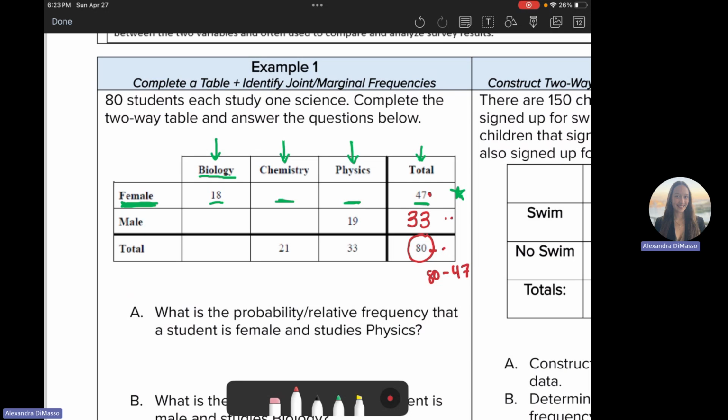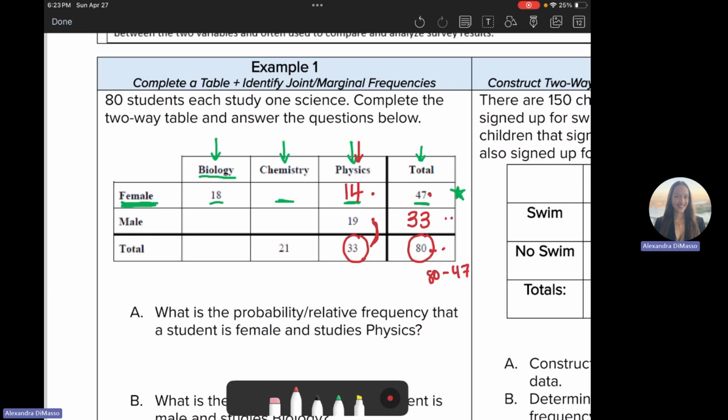So I can kind of do that throughout to help me out. So I see, for example, if I look at physics, I don't know how many females there are, but I know 19 of them are male. And in total, I'm looking down the physics. In total, I have 33. So essentially, I'm going to take these two numbers, 19 and 33, I'm going to subtract them, and that's going to give me how many females there are. So 14 females, right? Because 14 plus 19 gives me the 33.